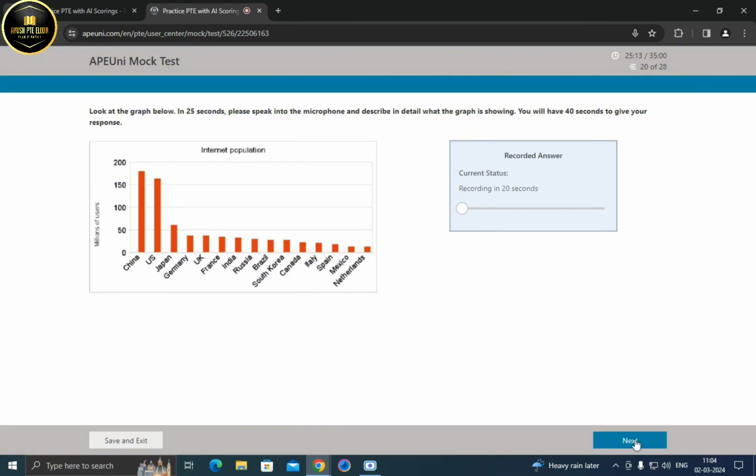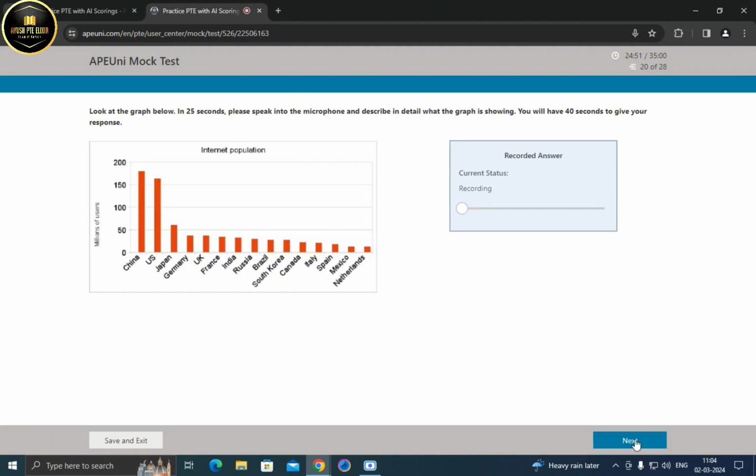So internet population: China, USA, Germany, Japan, UK, France, India, Russia, Brazil, South Korea, Canada, Mexico, Netherlands. Millions of users, and numbers are there, colors are there. So try to make it simple. Type, heading, words, numbers, colors, and overall.